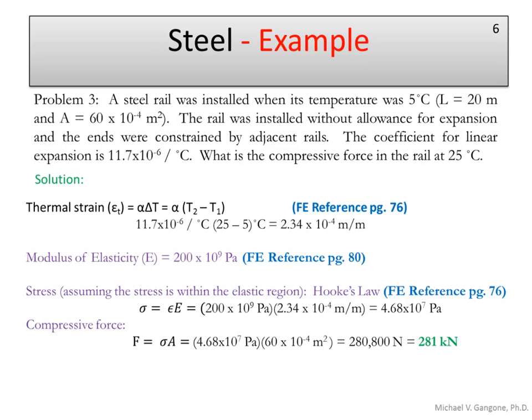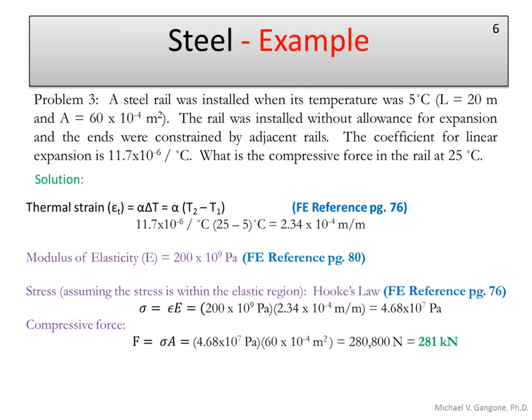All right, so to do this, we have to go back to a little bit of mechanics of materials, and again, we're going to look at the thermal strain that's going to be generated. So what is the strain that's generated as a result of that temperature change? We know the coefficient of thermal expansion. At 25 degrees C, we have our current temperature. The temperature at which it was placed in this position was 5 degrees C, so the change in temperature has been 20 degrees C. Over that 20 degrees C, we're going to see a strain of 2.34 times 10 to the negative fourth. That's the strain in the rail.